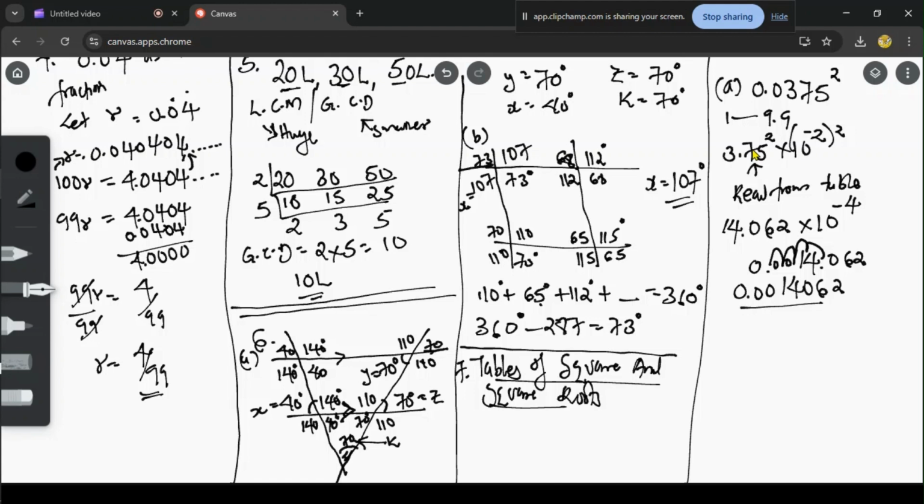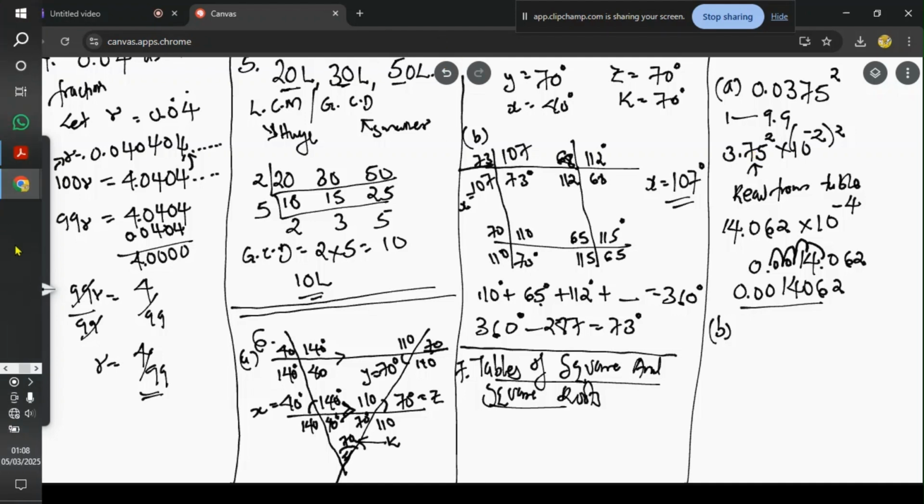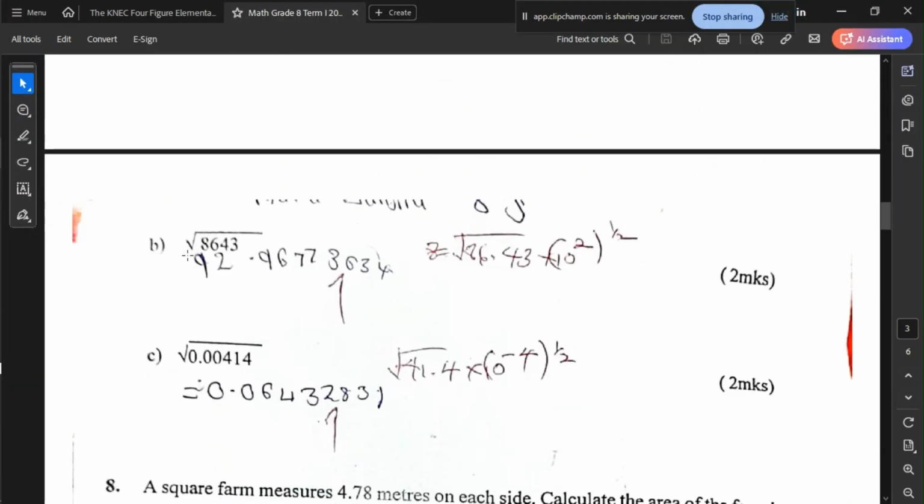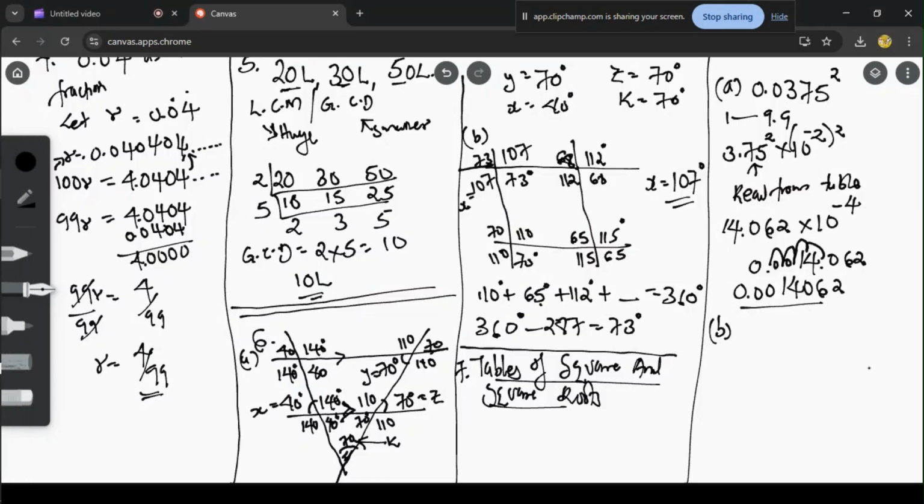Let's look at number B. They want me to solve this one, and this is the square root. It's the square root of the number that I have here. I will do the same thing. Come here and follow the same procedure. The symbol here is the square root, like that.